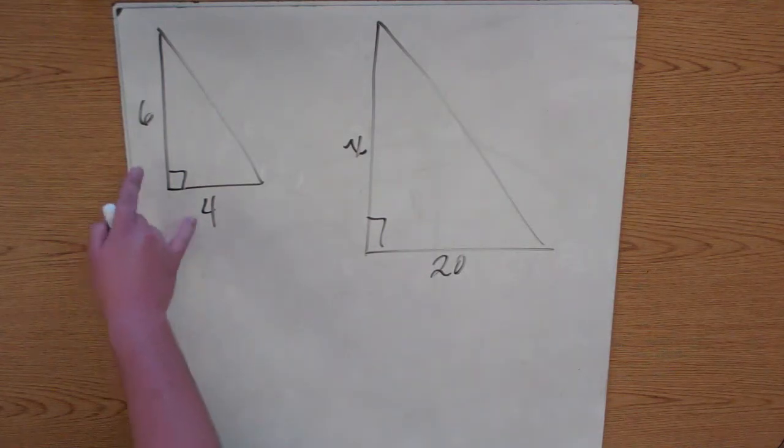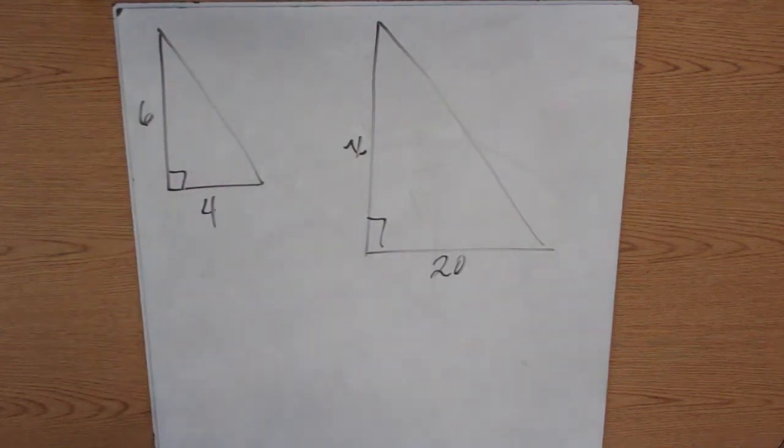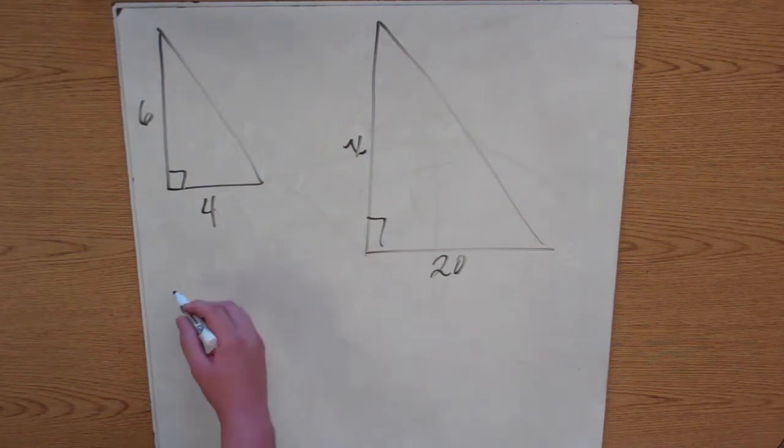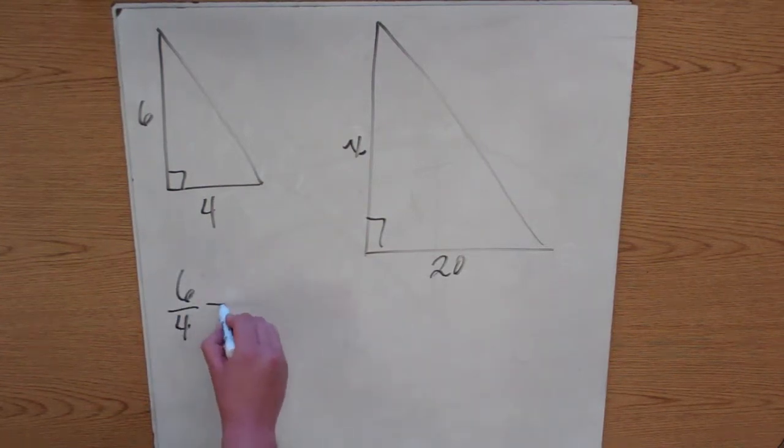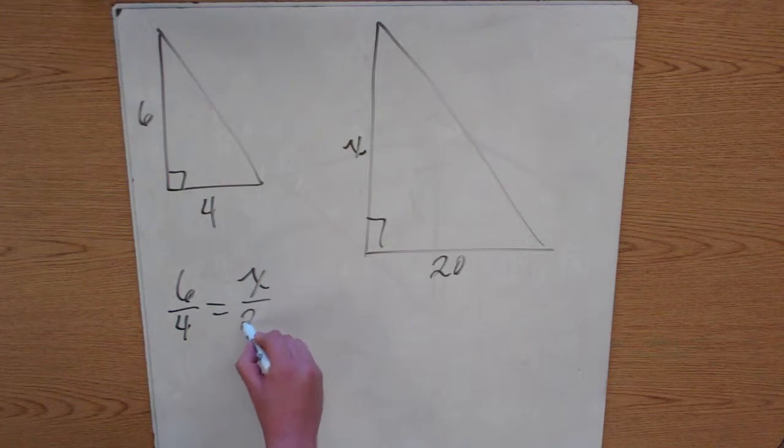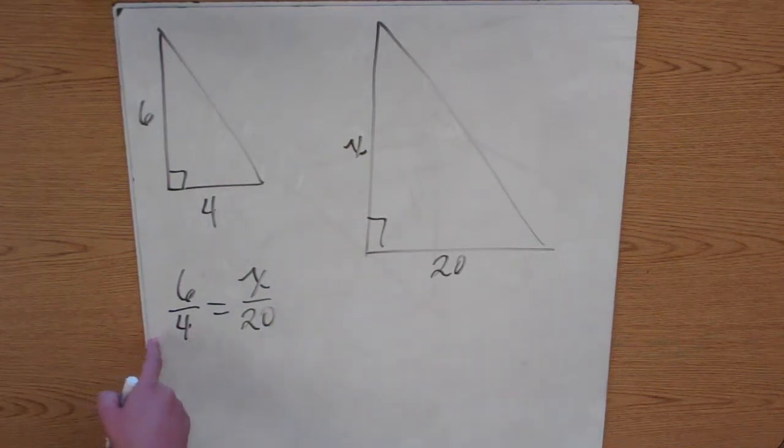We need to know that the ratio of these sides are the same as the ratio of those. Then we can find x. So we know 6 over 4 will have to equal x over 20. Height over shadow length equals height over shadow length. Remember that. You've got to keep the same things in the same places in your fractions.